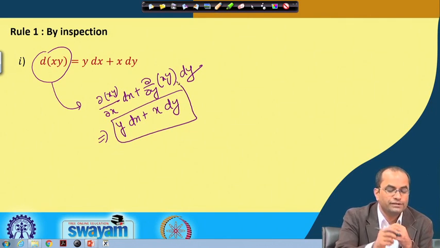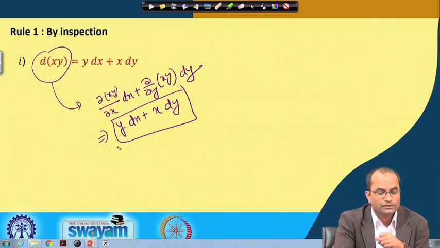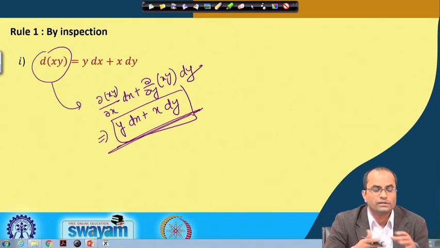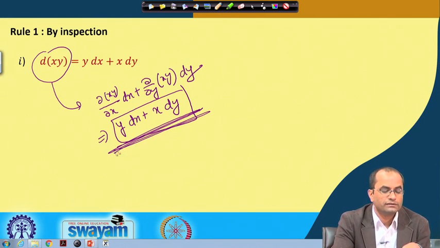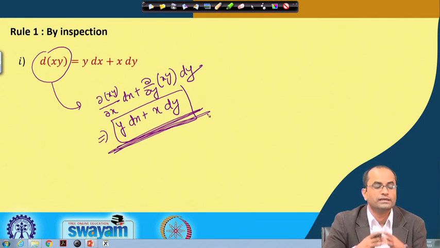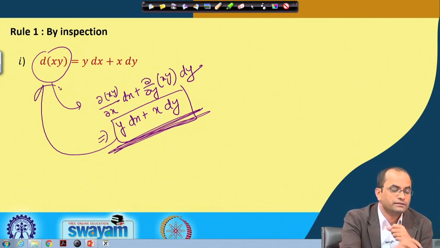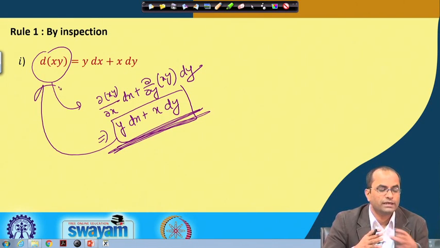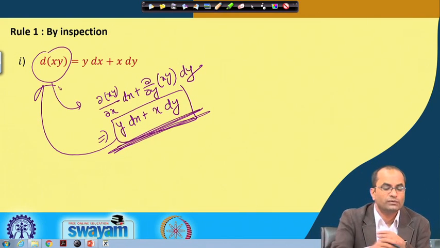So if we see such a term in the differential equation, or by rewriting the differential equation we can see that there is a term y dx plus x dy, then we already know that this is the differential of xy. That is useful to remember: the differential of xy is nothing but y dx plus x dy.